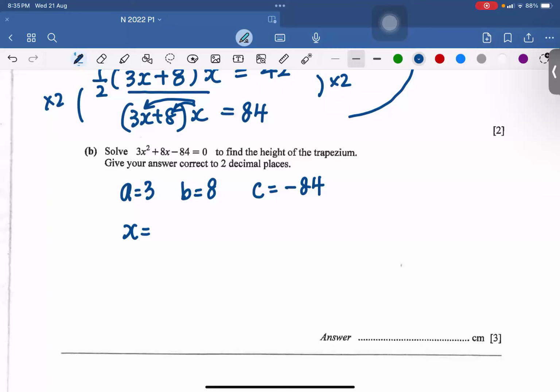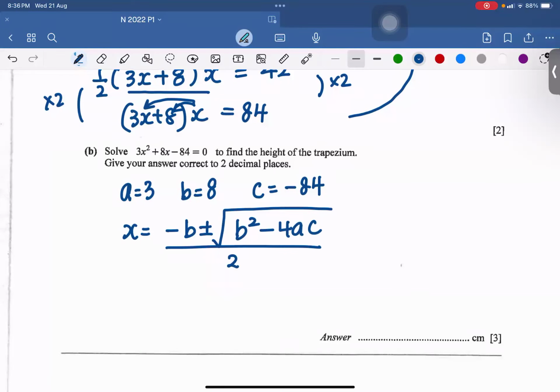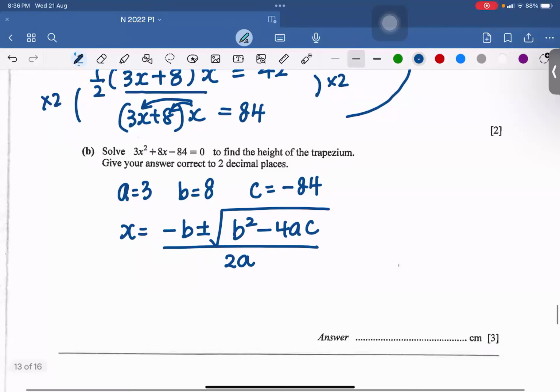Chris, just now, can you give me the quadratic formula? Negative b plus or minus the square root of b squared minus 4ac, over 2a. Correct. But this working has no marks until you plug in your answer. Notice 2 marks here, 3 marks over here, with 1 mark for the working. Plug in your numbers.